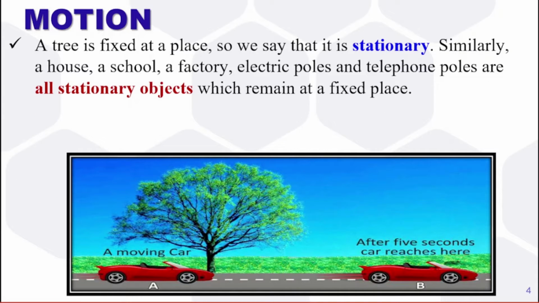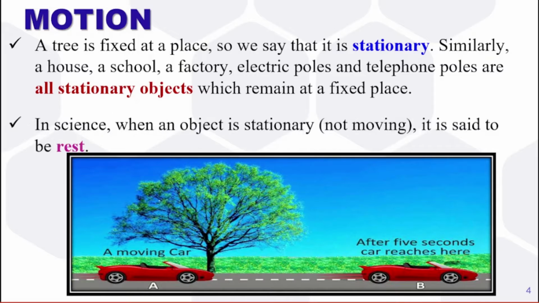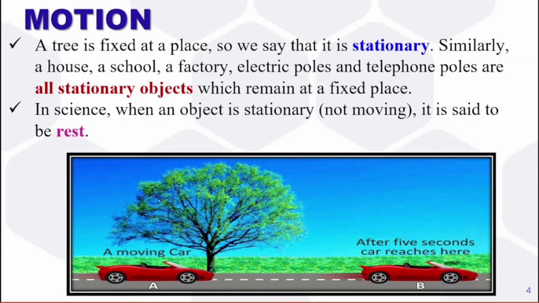A tree is fixed at a place, so we say that it is stationary. Stationary means rest. Similarly, a house, a school, a factory, electric poles, and telephone poles are all stationary objects that remain at a fixed place. In science, when an object is stationary, not moving, it is said to be at rest.